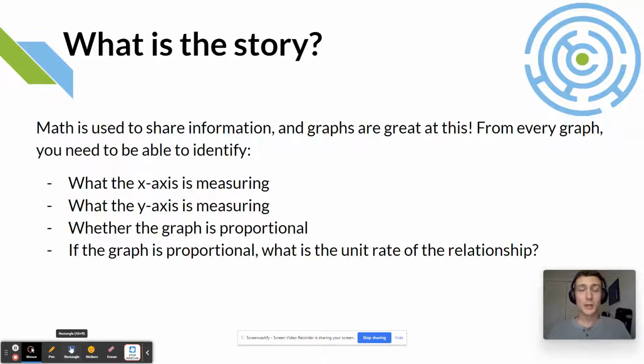But when the graph is showing a proportional relationship, how many times can I say that sentence? My goodness. You need to know the unit rate. And we're going to talk about the unit rate and identifying the location of the unit rate on each of the following graphs. There's going to be 6 examples, and you're going to have to write a lot.